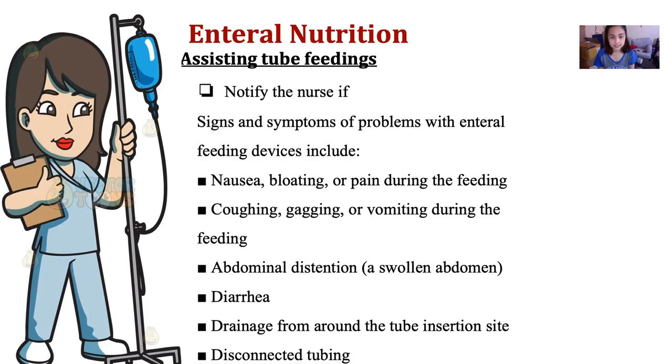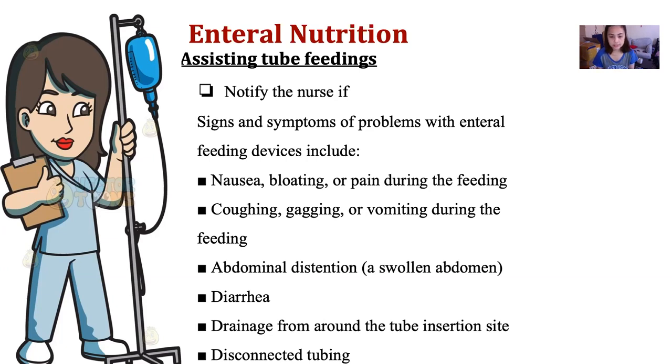Notify the nurse if there are signs and symptoms of problems with enteral feeding devices, which include: nagsusuka ba siya, nagbubloat, may pain ba siya during feeding, umuubo ba siya or nagagag or nagbabomit. It means na hindi tama or hindi sa stomach napupunta ang food. Okay, it means na nagkakaroon ng aspiration ang patient kaya siya umubo. So, dapat alam natin yung mga ganitong signs and symptoms. So, we should report to the RN.